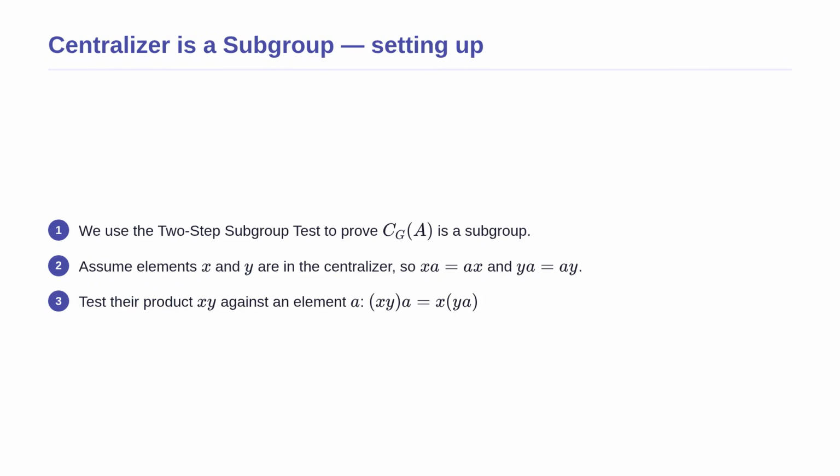This chunk of the proof is setting out to establish the first part of the two-step subgroup test. We assume 2 elements, x and y, are already in the centralizer, meaning they commute with a. We want to see what happens when we multiply their product, x times y, by a target element a. By the associative property of groups, we can shift the parentheses to group y and a together. This sets up a crucial substitution step.